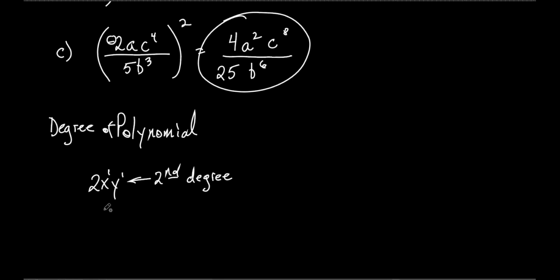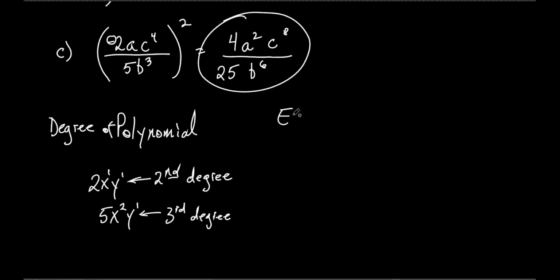So let's do a couple more. What if I had 5x squared y? What's the degree of this polynomial? Or it's not really a polynomial, it's a monomial. It's 3, right? Because the x has 2 for an exponent, the y has 1. How many exponents altogether? 3. So this is a what? Third degree. Okay? Everybody with me on that? All right, let's do an example. So you get the idea for that.